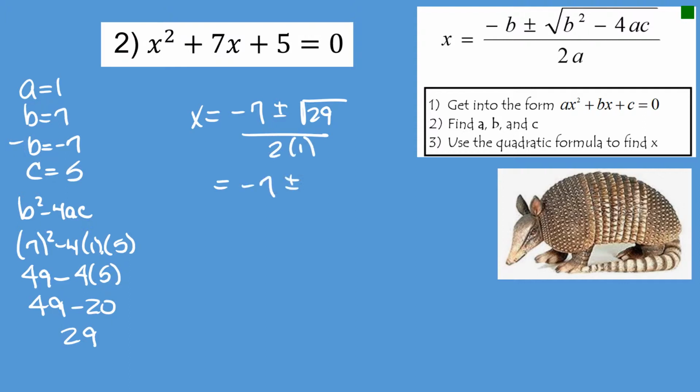So we're going to set up the negative 7. We're going to multiply 2 times 1. Mr. Armadillo here, I'm going to be honest, I think they look mean. He looks kind of mean.